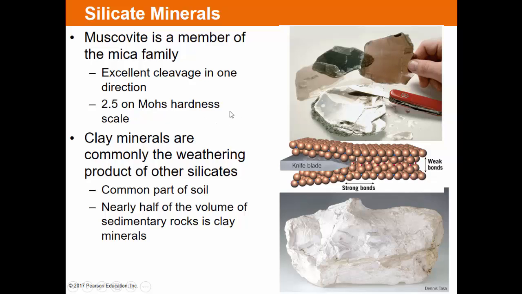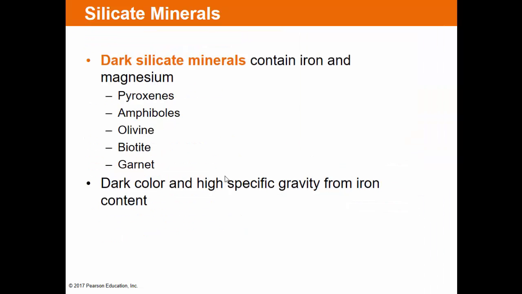Now, clay minerals are commonly the weathering products of silicates. When silicates are exposed to water, hydrogen ions will replace the ions in the silicates, and you get chemical weathering. The rock is broken down at the surface in the presence of water, and the result is often different types of clay minerals, and those clay minerals are common parts of soil and make up nearly half of the volume of sedimentary rocks. That's what clay materials do.